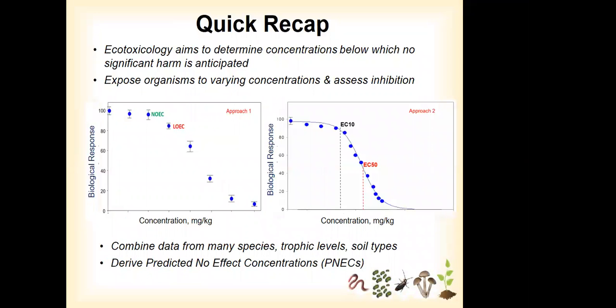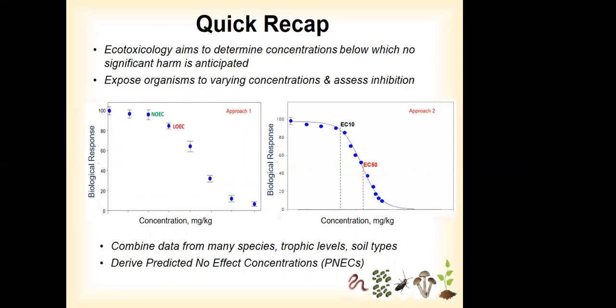But first, I thought I would do a one-slide recap for those who missed last week's session, just so some of the terms are familiar to everyone. We talked about what ecotoxicology is and how it aims to determine the concentrations below which no significant harm is anticipated. And we determined those concentrations by exposing organisms to varying concentrations and then assessing the level of inhibition.